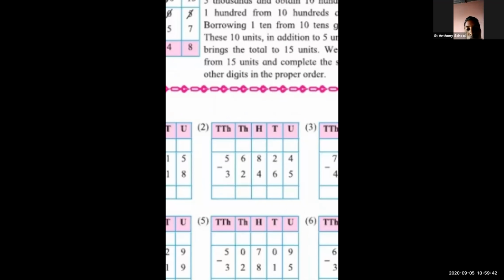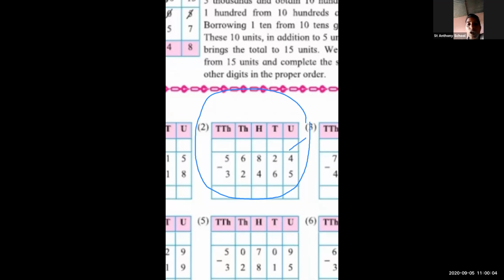I'm going to make it in a blue color. This is the second sum. The five columns are already given to you: 10,000 column, 1,000 column, 100 column, tens column, units column. Listen properly. Don't give a message in the chat box. After my explanation, I'm going to ask you.